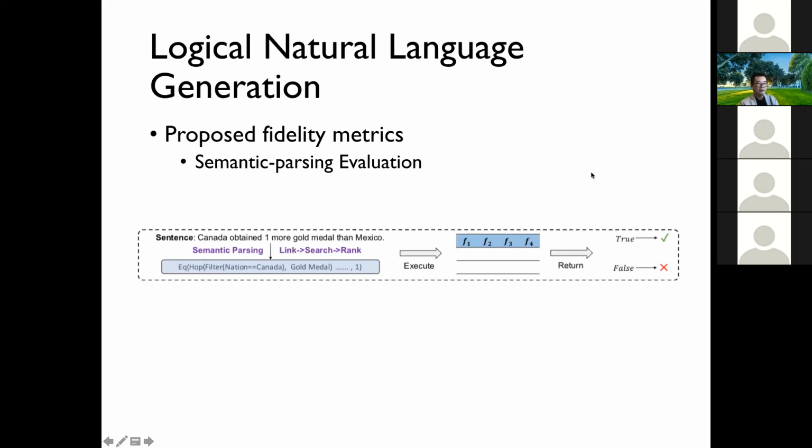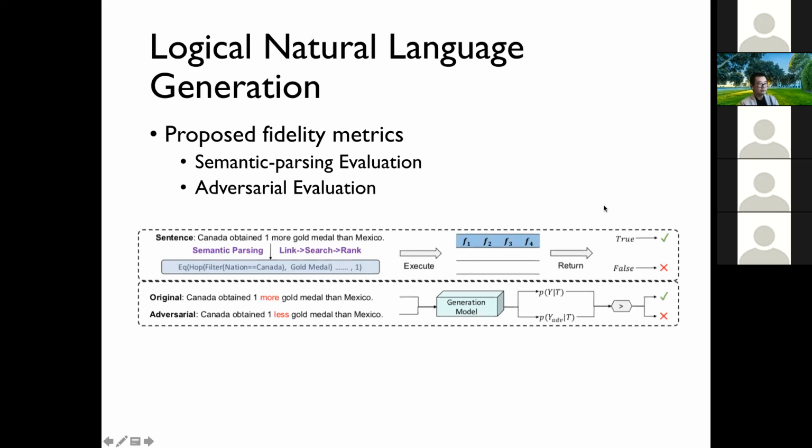But you can see easily there are pros and cons with semantic parsing techniques in this evaluation, because you do need to have a reasonable semantic parser for this in-domain text. Otherwise it's not gonna work. But if you have a reasonable semantic parser in this particular domain, certainly you can use this to evaluate the factual correctness of the generated sentence.